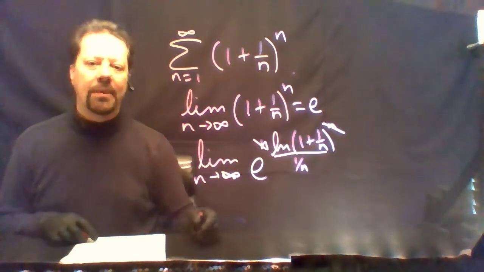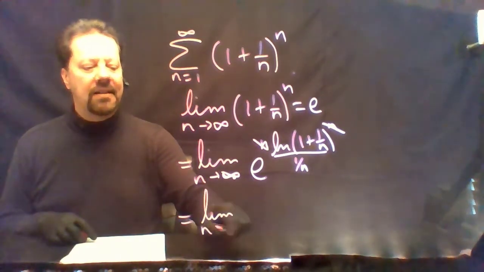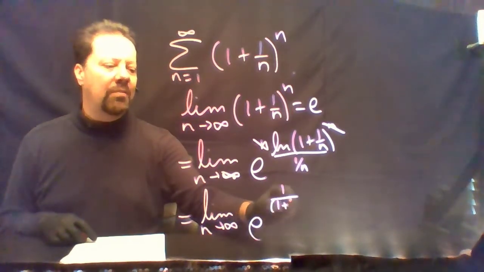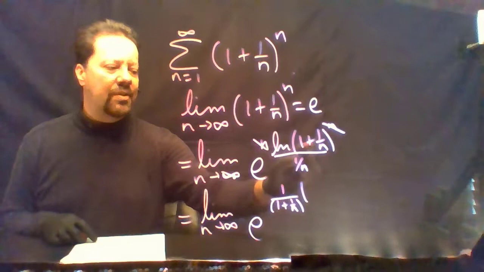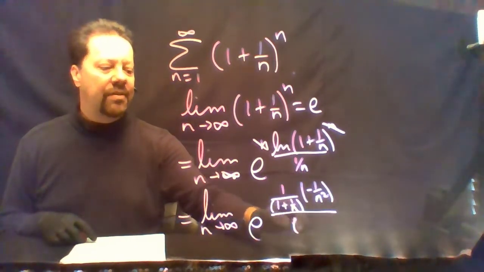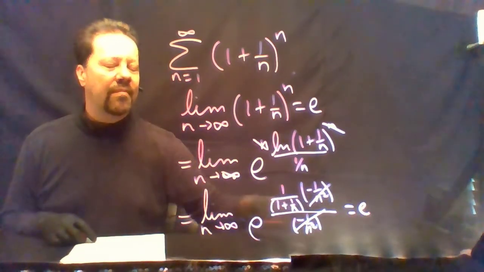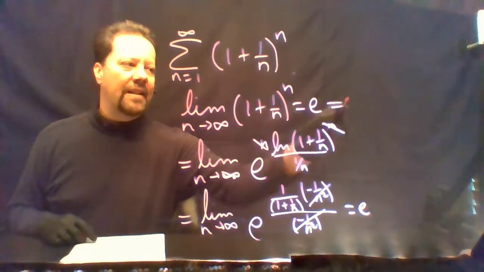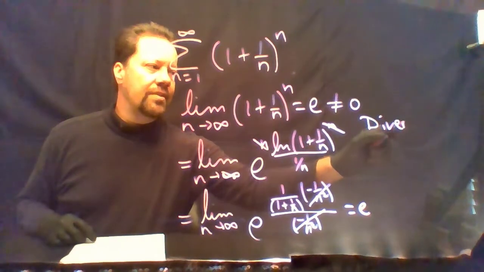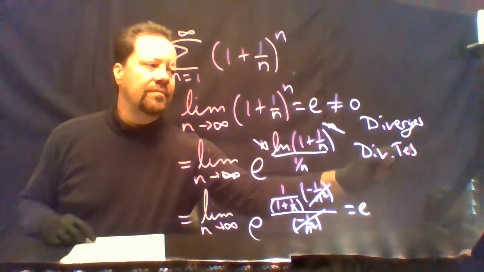Now you have a L'Hopital's rule case. That gives you the limit as n goes to infinity of e to the 1 over (1 plus 1 over n) times the derivative of the inside, which is negative 1 over n squared, divided by the derivative of the denominator, which is negative 1 over n squared. Since the terms have a limit that is not 0, this series diverges by the divergence test.